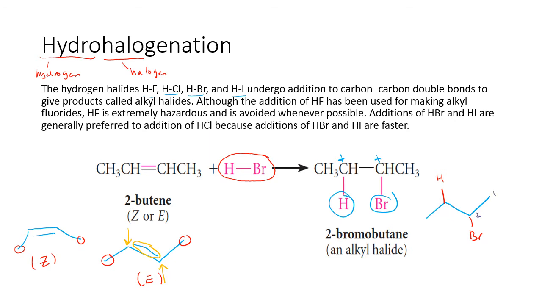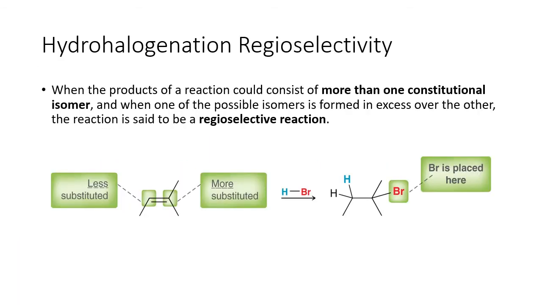So notice we have 1, 2, 3, 4 carbons, and the bromo group is at position number 2. So our product is an alkyl halide. Specifically, we have a secondary alkyl halide. The hydrohalogenation reaction is said to be regioselective, or it has regioselectivity. And what that means is when you have more than one possible place that you could put a certain group that you're adding across the double bond, and one product forms over the other, it's a regioselective reaction.